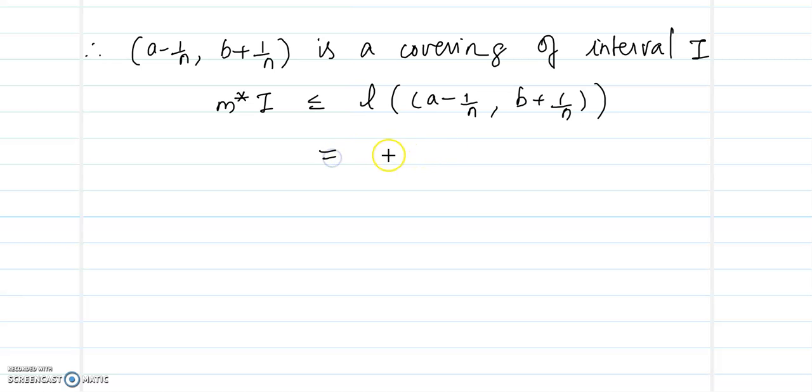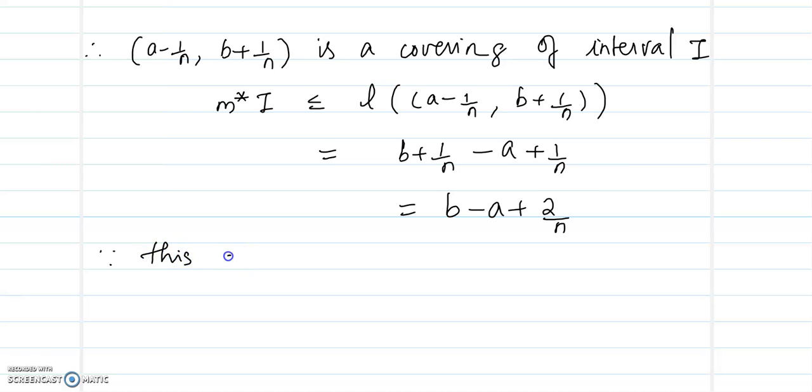So the length will be b plus 1 by n minus a minus 1 by n, so that will be b minus a plus 2 by n. Therefore m star of I will be less than or equal to b minus a plus 2 by n, and this inequality will hold for all n belonging to N. Now upon taking the limit as n tends to infinity, the inequality still holds, so we will get m star of I less than or equal to b minus a.